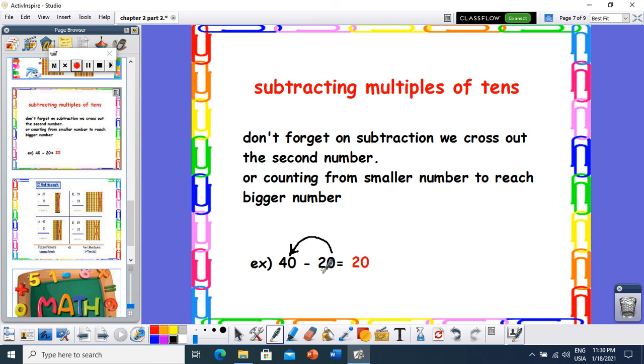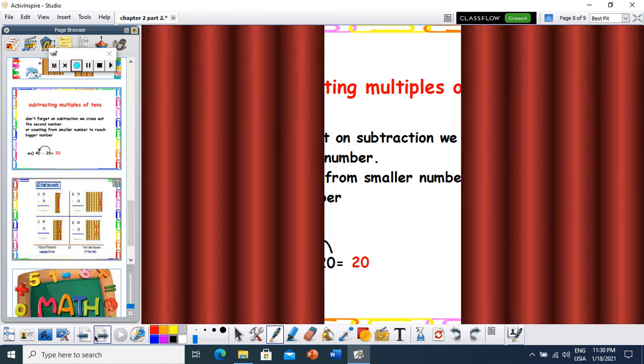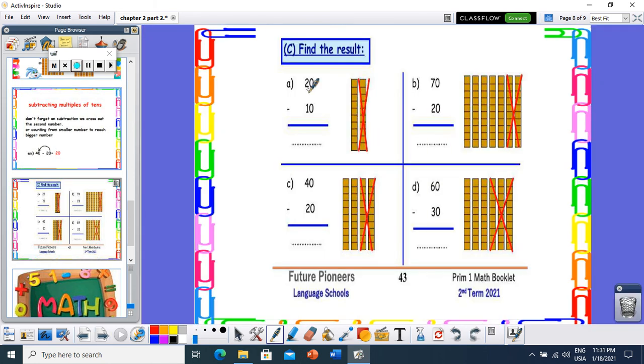So which is the smaller now, 40 or 20? 20. So count after 20 to reach 40. After 20, 30, 40. How many rest fingers? 2. 2 on the magical hand is what? 20. We mentioned before that 2 on the magical hand is what? 20. Let's solve this example.